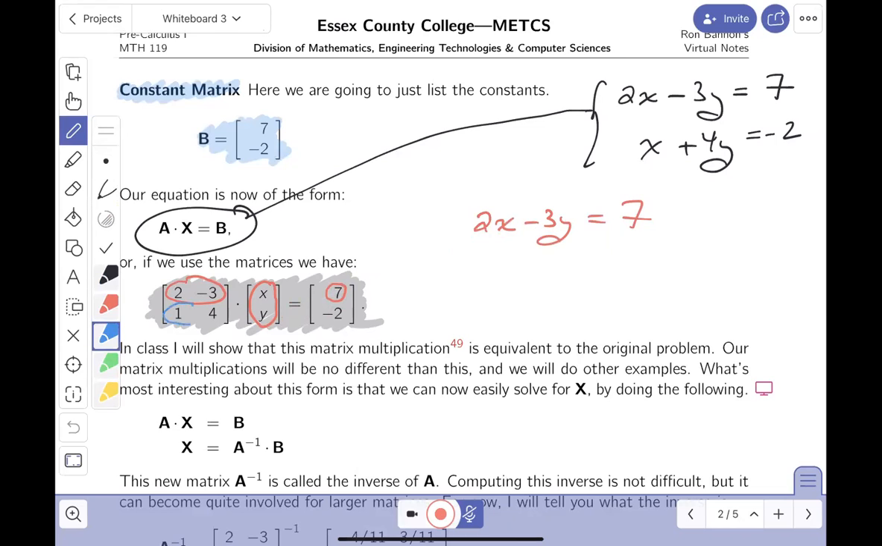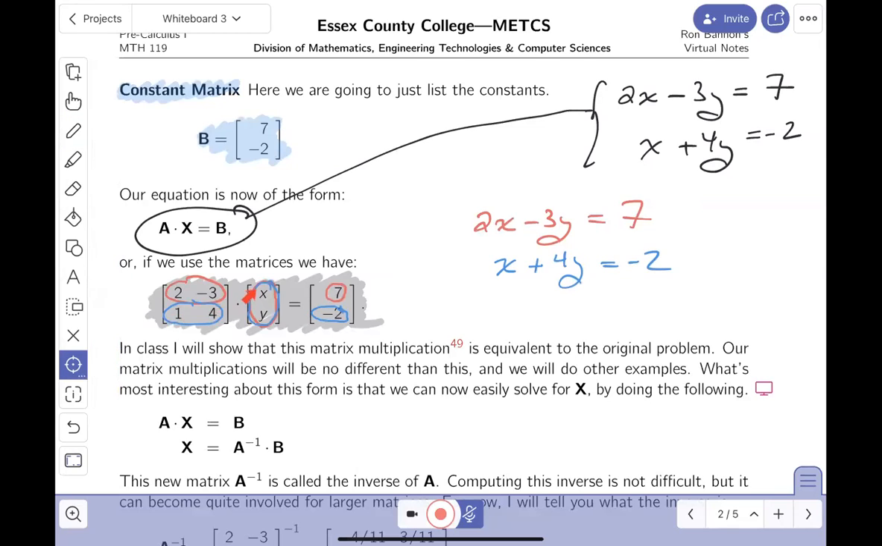Row 2, column 1. Row 2, column 1. Let's write that down. I'm going to do the multiplication. 1 times x is x, plus 4 times y is equal to minus 2. I'm going to point out what I just did. 1 times x, 4 times y equals minus 2. It's right over here. It's the same exact thing. All right, same exact thing.